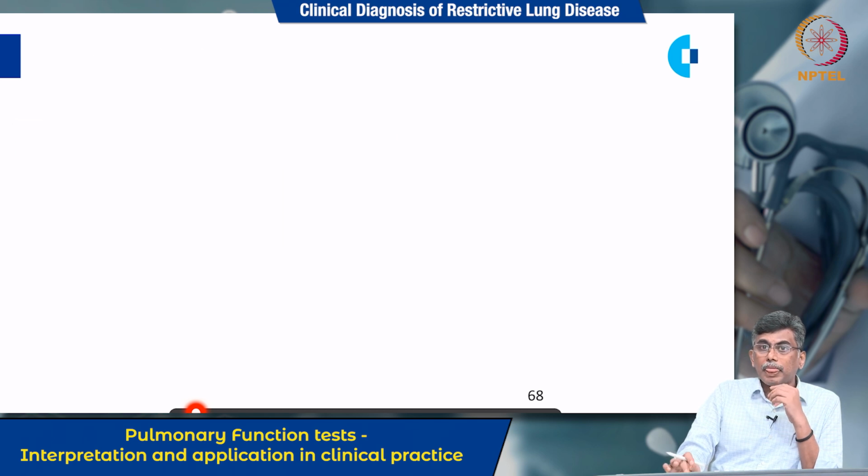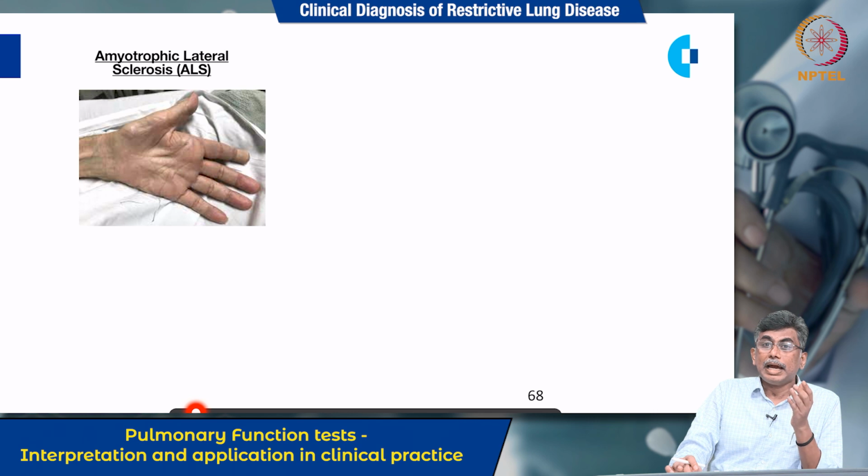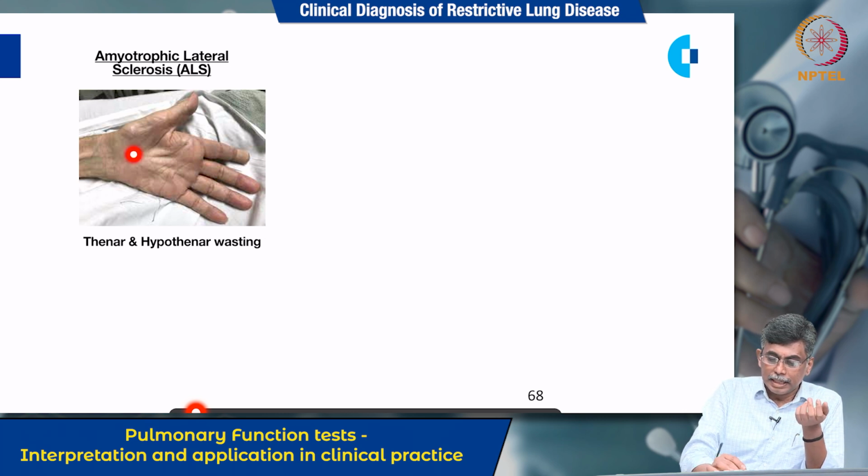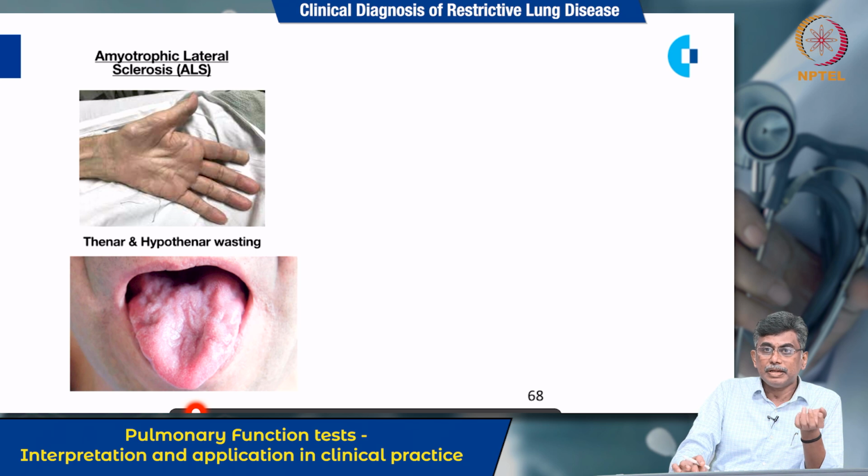Then the problems in the nerves, amyotrophic lateral sclerosis, is identified by gross muscle wasting. So here you can see the thenar and hypothenar eminence. This is the thenar, this is the hypothenar, both are wasted. And there is in addition tongue wasting as well as fasciculations.